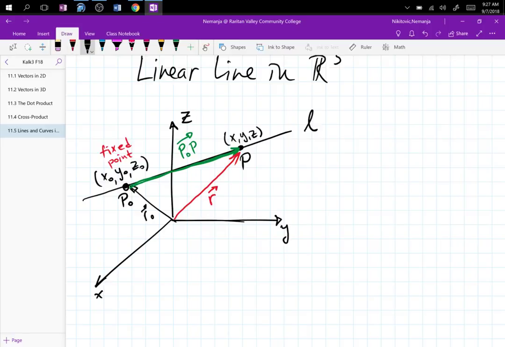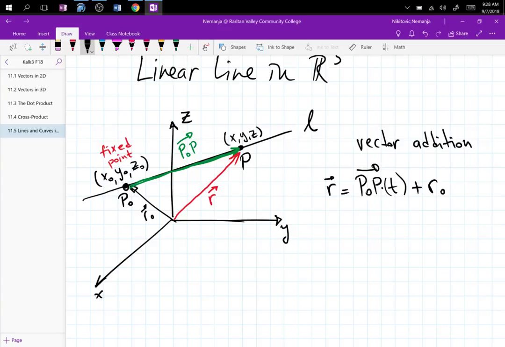So if we follow vector addition, I am going to write that vector R is equal to vector P0P times parameter T, I'll have to explain that later, plus R0. So these are the first things that we have to do.